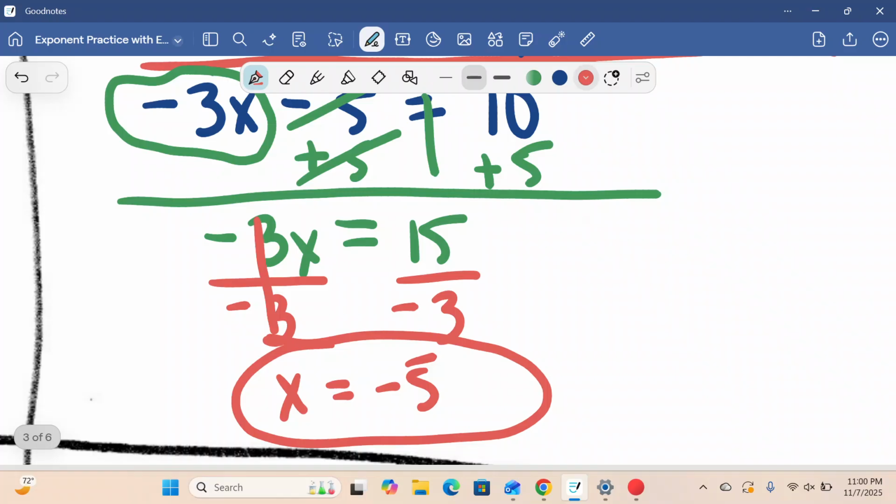But again, you can just input it into Desmos, and Desmos will do it for you. You can even input negative 3 divided by negative 3. Negative 3 divided by negative 3 is a positive 1, which gives you the 1x.